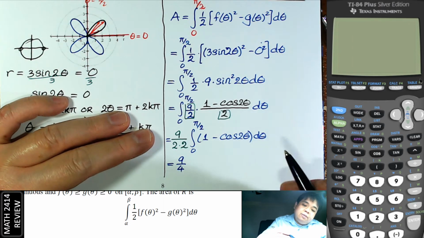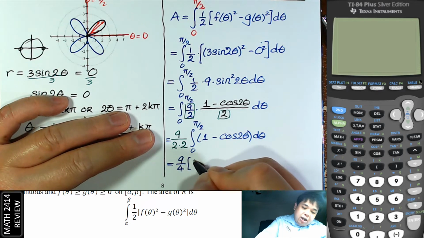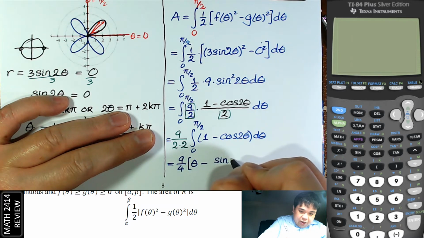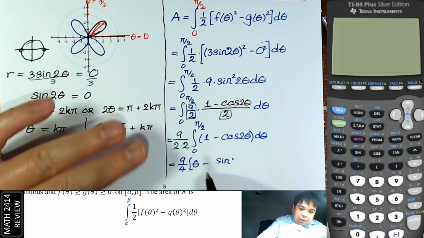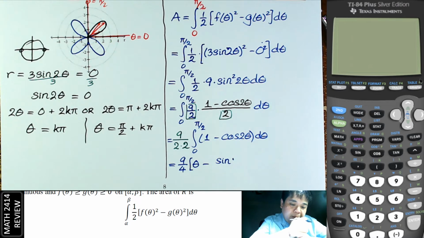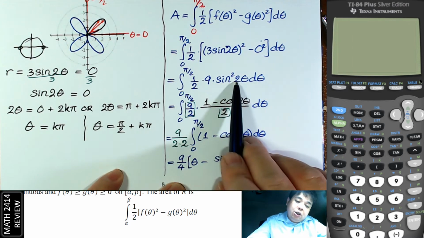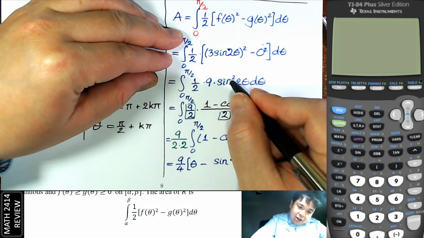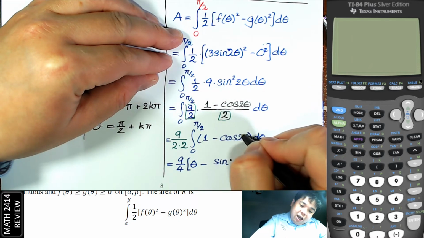Integral of 1 is theta, integral of cosine is sine. Just slow down for a minute. What? The sine square has the 2 theta, so we have to double the angle. Sine square, power reducing, the angle will be double.